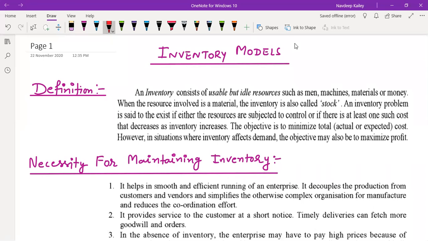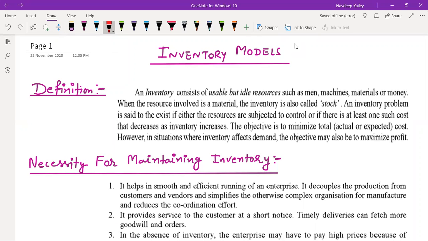Hello, students. Today I am going to discuss a new topic that is inventory models. First, we will discuss the theory related with inventory models. In theory, we will discuss what is the definition of inventory and what is the necessity for maintaining inventory, and then classification of inventories, then costs related with inventories. Then we will discuss how to control inventory, and then the classification of inventory models.